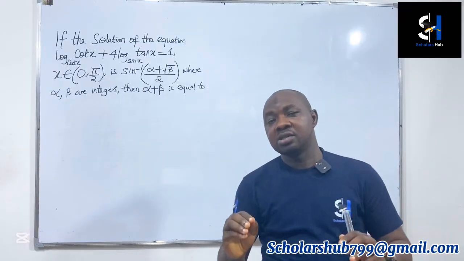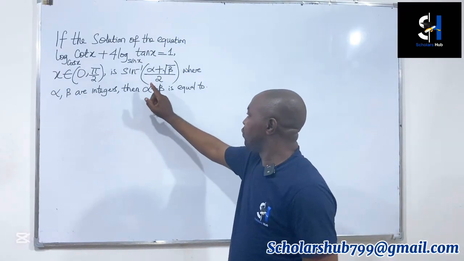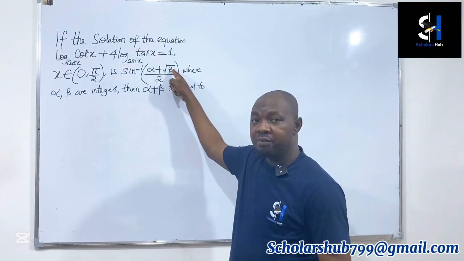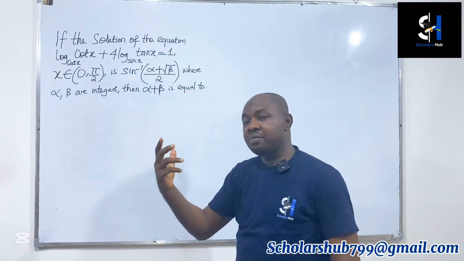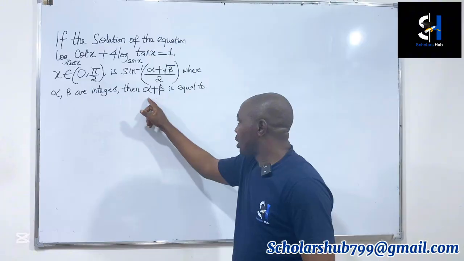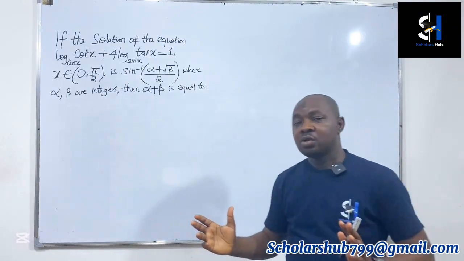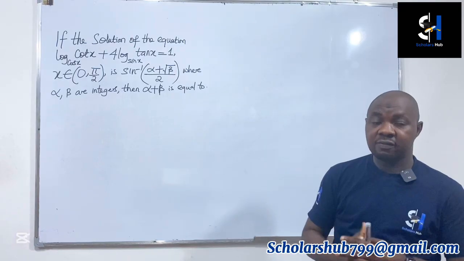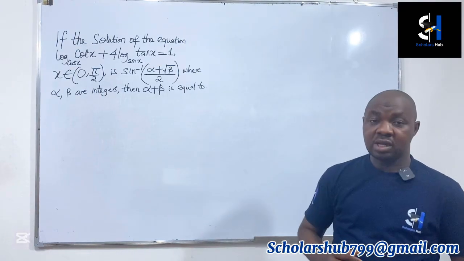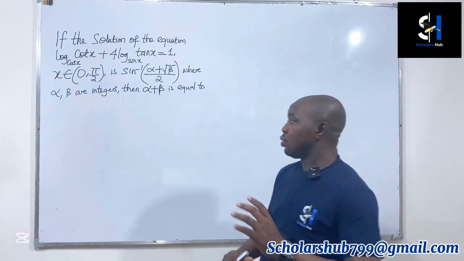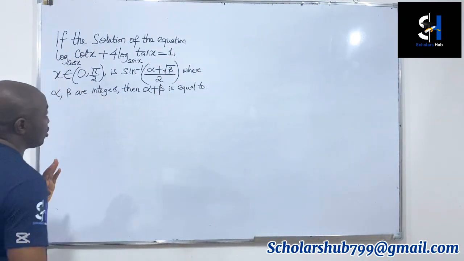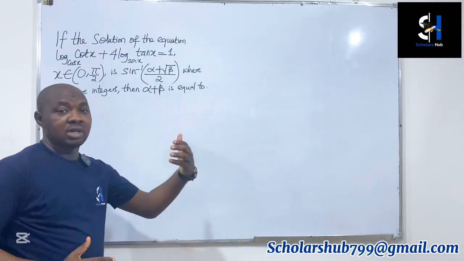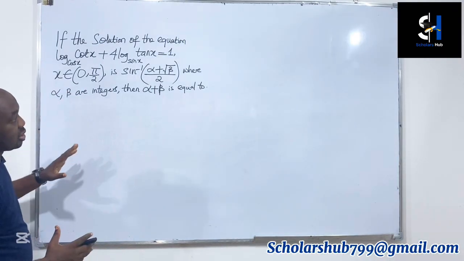So what is important here is to find out the value of alpha and the value of beta. When we know the value of alpha and beta, then by the time we add them together, that is the answer to the question. I'm going to be providing a detailed explanation in this case.